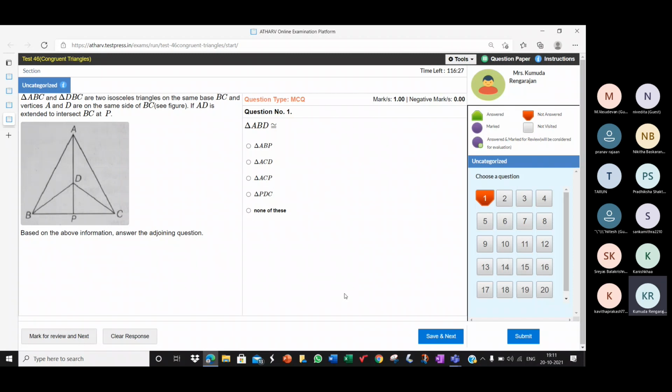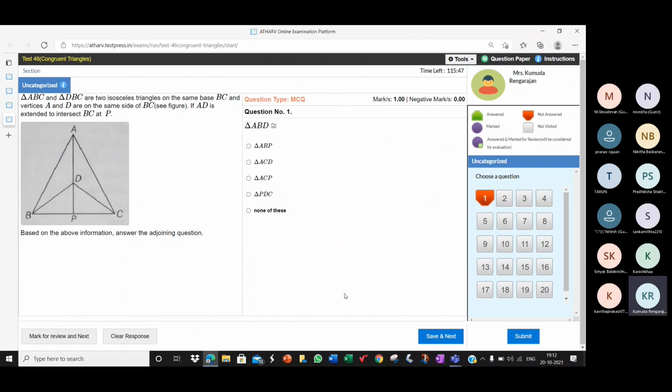So what else is given? On the same base BC, the vertex A of triangle ABC and the vertex D of triangle DBC are on the same side of BC. So you can see the figure. AD is joined and extended to intersect BC at P. Now, with this information, answer the question.